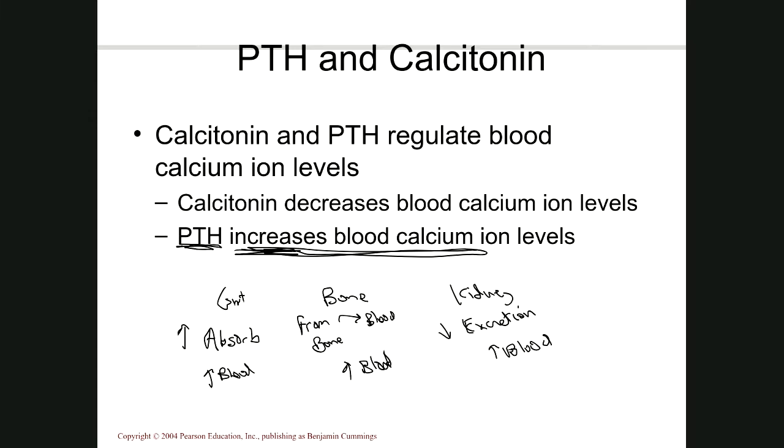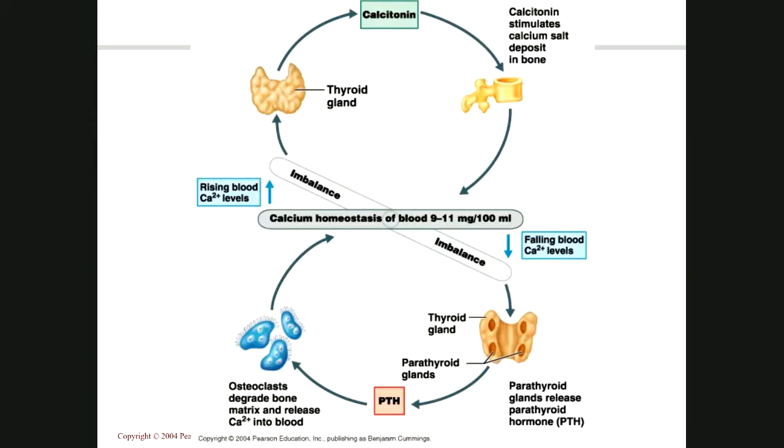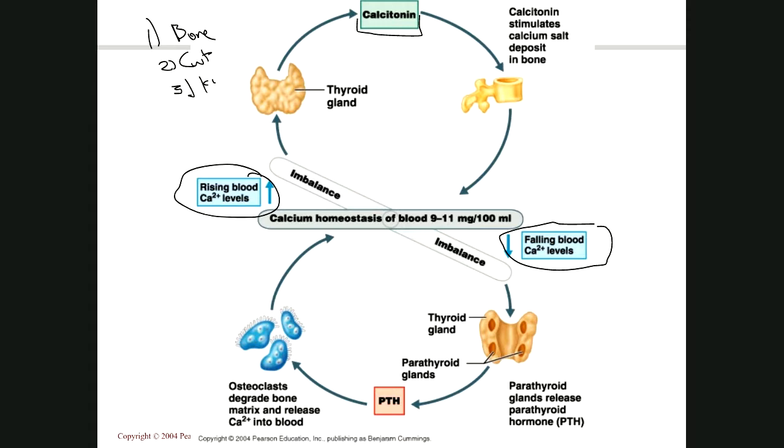So if we look at it here, look, this is what's happening. Blood calcium levels are too low. Blood calcium levels are too high. So if they're too high, I'm going to release calcitonin. It's going to go to those three targets: bone, gut, and kidney. And what's going to happen? I'm going to put more into the bone. I'm going to absorb less. I'm going to excrete more. All those things are going to make blood calcium levels come back down.